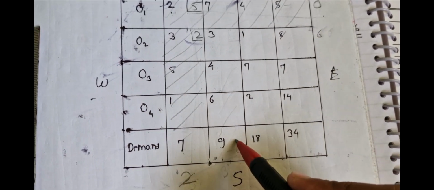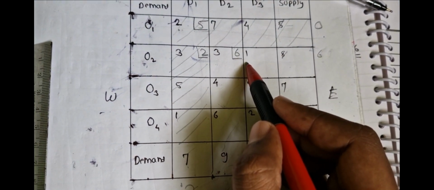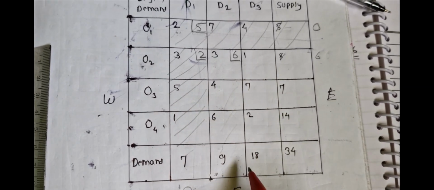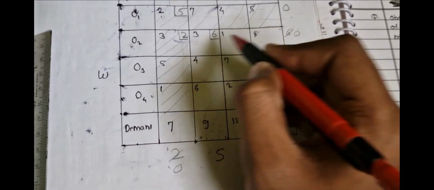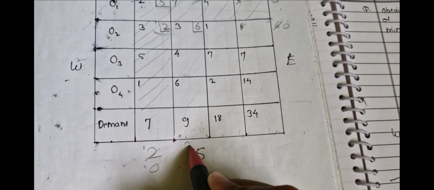Then check the next corner, where the cost is 3, the remaining supply is 6 and demand is 9. In that demand and supply, we select the minimum value. The minimum value is 6, so let's put 6 in that table. Then the supply is fulfilled, so the remaining supply is 0. Then 9 minus 6 is 3, so the remaining demand is 3. Supply is fulfilled, so we have to cross the line on this row.